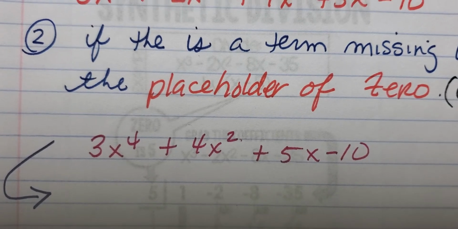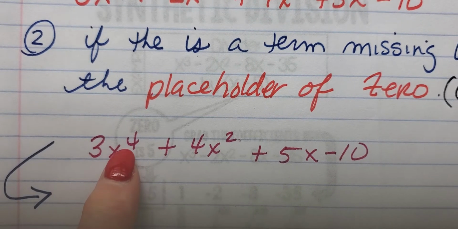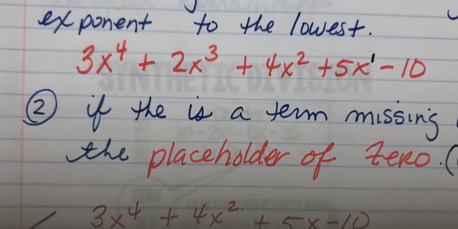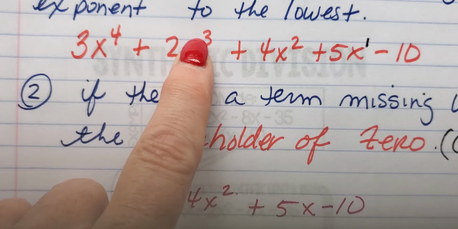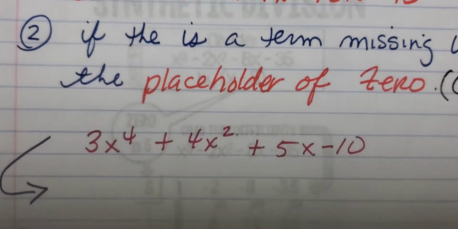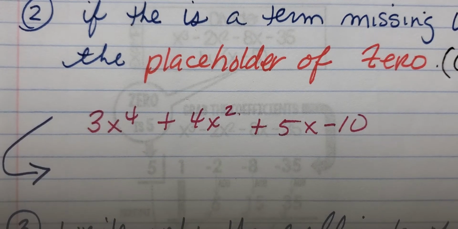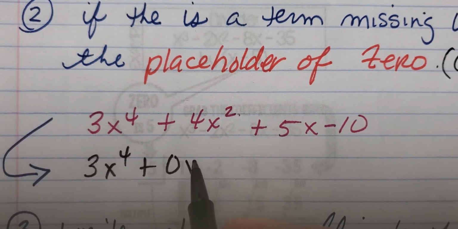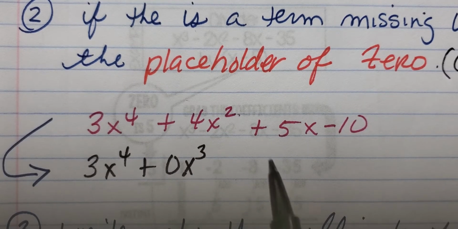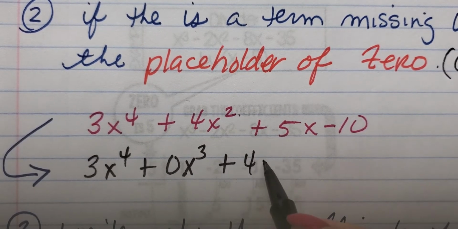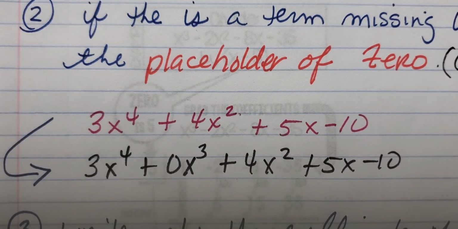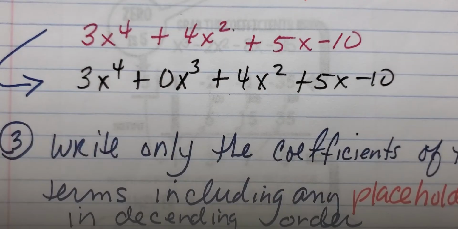Okay, now here's what I mean. So let's say we had 3x to the 4th plus 4x squared plus 5x minus 10. Well, up here, the 2x cubed is missing. It's not really going in descending order. So if we were going to write this in standard form with a placeholder, we would put that 0x to the 3rd. Not going to change anything, but we're going to need that placeholder. Okay, so that's the second thing we got to do. So if something's missing, you're going to use a 0 as a placeholder.